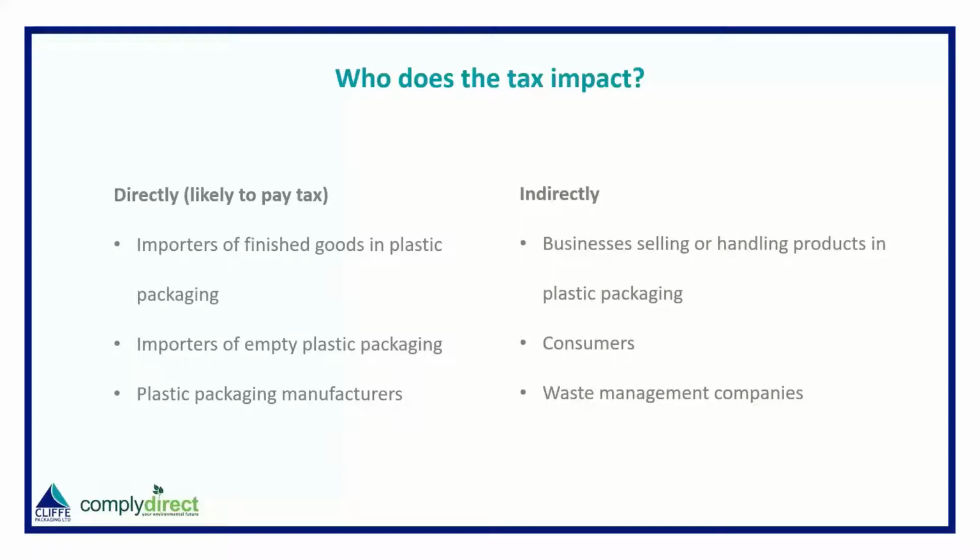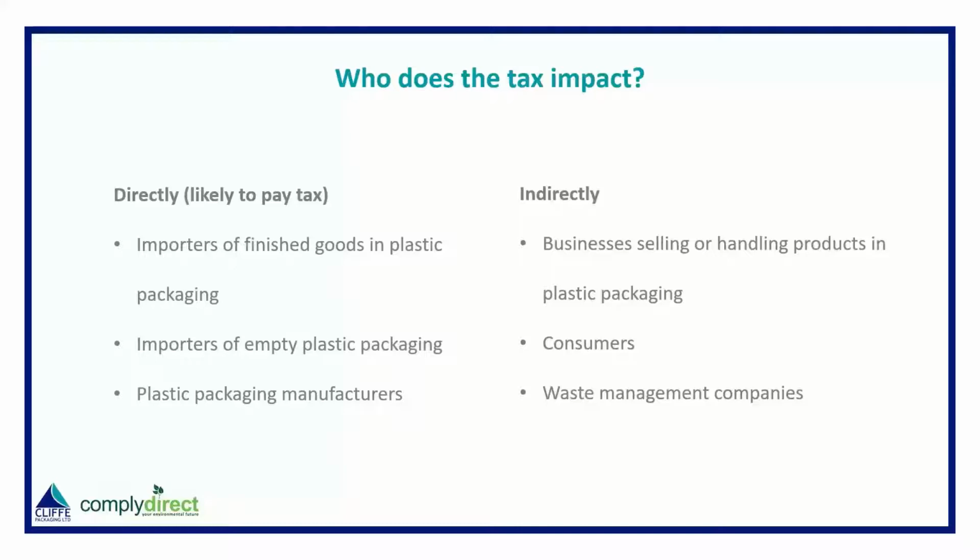So for non-UK sourced packaging or packaging manufactured outside of the UK, that will be the importer for finished goods which are imported, and the importer for any empty plastic packaging which is imported. And then for UK sourced or UK manufactured packaging, it will be the actual plastic packaging manufacturer in the UK who is the direct liable party. So direct parties will be required to register with HMRC, make submissions on a quarterly basis, and then pay that £200 per tonne figure where they cannot demonstrate 30% recycled content.